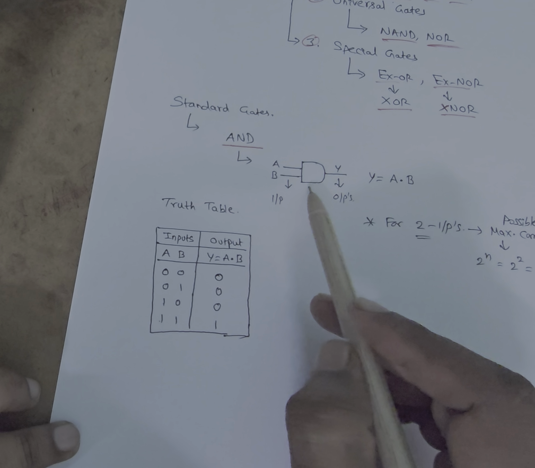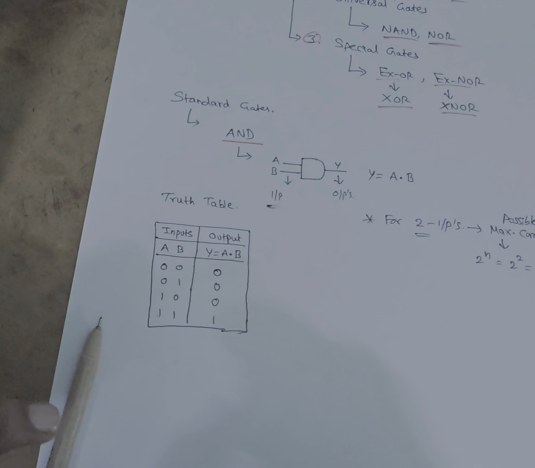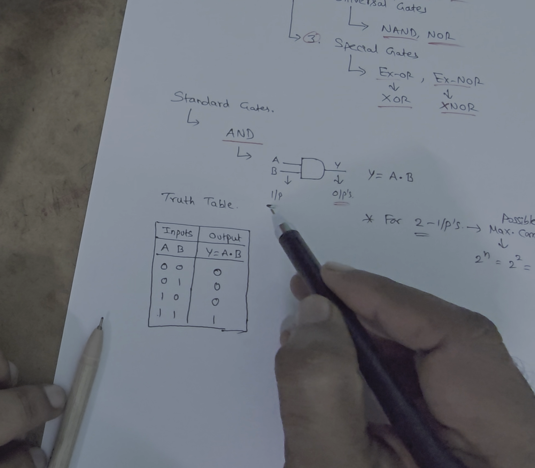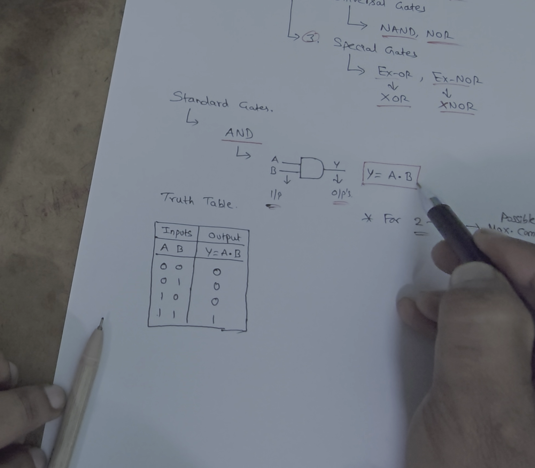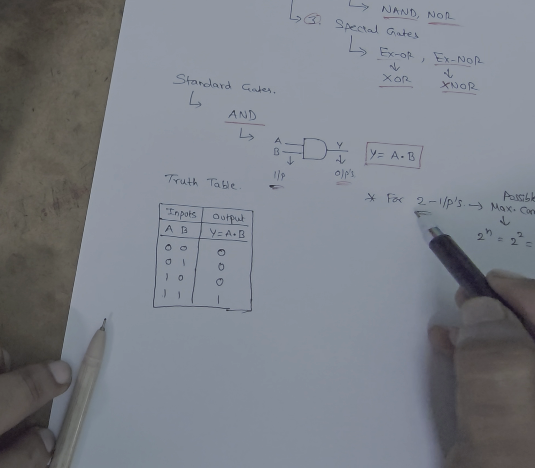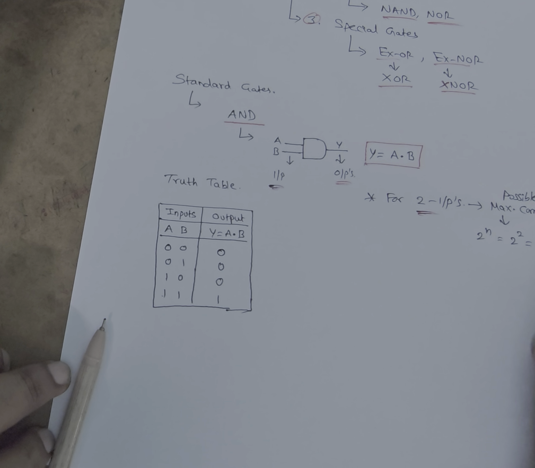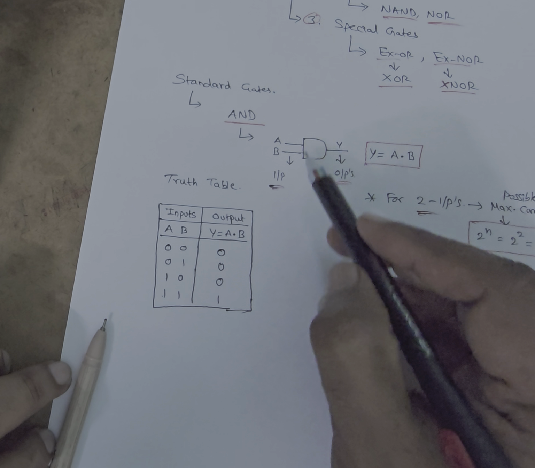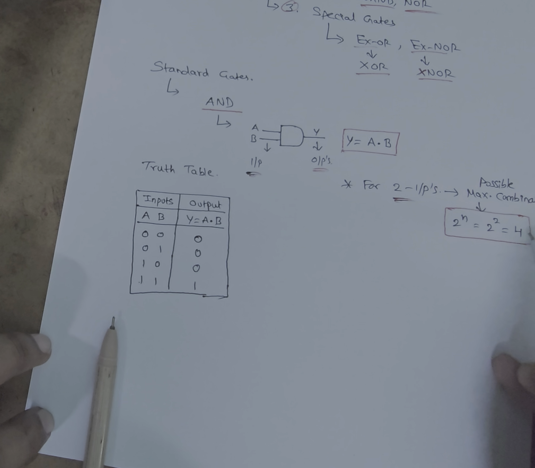So the AND gate logic symbol: on this side we are considering the inputs, and on this side the outputs, and the function output is given by y equal to A into B. For n inputs, the maximum possible combinations are given by 2 power n. So this is the important formula, 2 power n. Here we are taking 2 inputs, so 2 power 2 is totally 4 possible combinations.